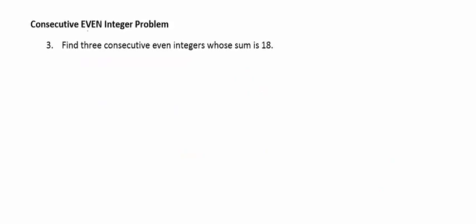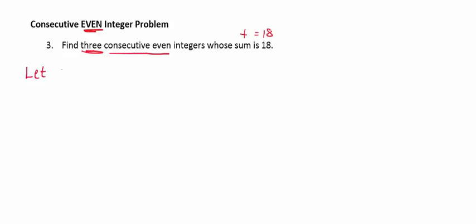This question here is a consecutive even integer problem. So that will give us a twist when we look at the let statements. So it says find 3 consecutive even integers, consecutive even is important, whose sum is 18. All right, so add them together, get 18.